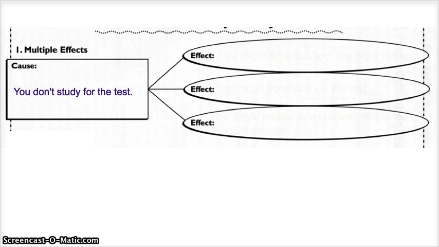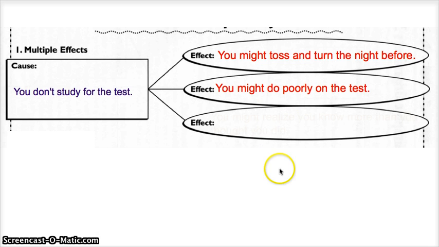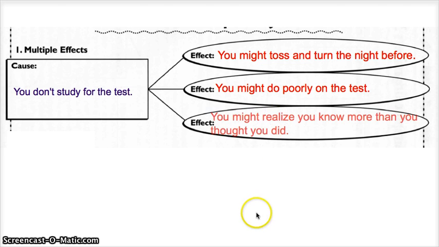Here we can see a multiple effects organizer. Sometimes one cause can generate many different effects. For example, if you don't study for a test, a number of things could potentially happen. You might toss and turn the night before, you might do poorly on the test, or you might realize you know more than you thought you did. So we can use a multiple effects organizer to show that one cause can lead to many different effects.